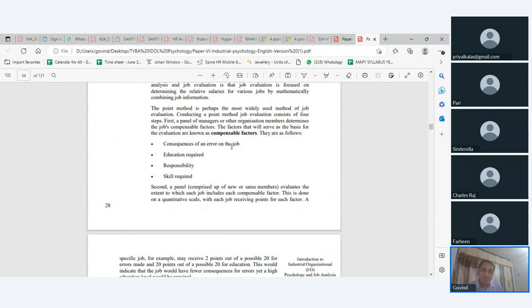Imagine somebody working as a nuclear scientist, working at a reactor. What will be the consequences of his error? That will be huge compared to me working as an HR head. If I make a mistake in typing a letter, at least some sort of thing will happen, but it's not like it will take away somebody's life. So in job evaluation, we measure on the basis of these four parameters.